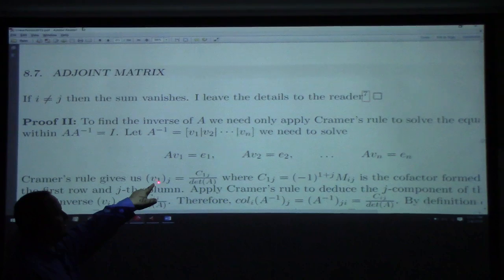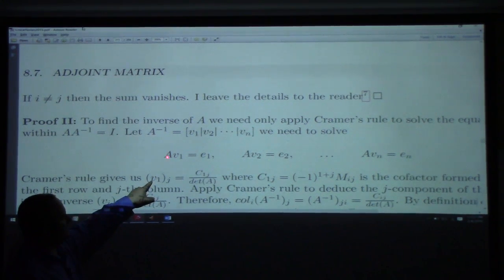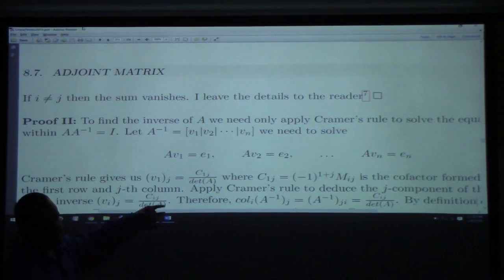Like, the jth component of V1 is what? We take A, and we remove the jth column of it, right? And we replace the jth column with what? With E1. Well, if you look at that, that's actually the same as C1j, where that's the cofactor.